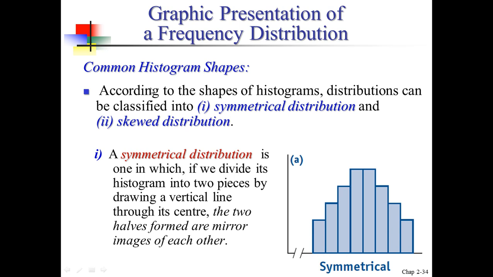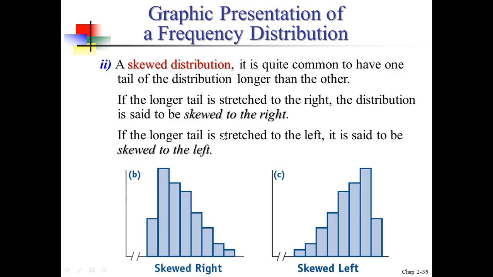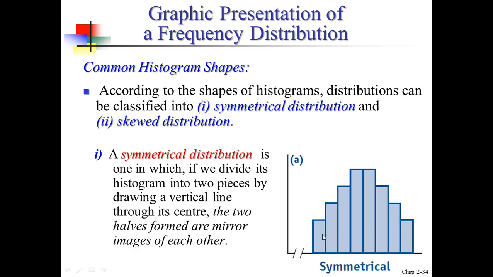If our histogram shape is not bell shape, it should be a skewed distribution. In terms of skewed distribution, there are two: skew to the right, or skew right, and skew to the left, or skew left. It is quite common to have one tail of the distribution longer than the other. Actually, there are two tails. This is one tail, this is the other tail. Back to symmetrical: one tail, two tails, compared with the center, they are the same size.